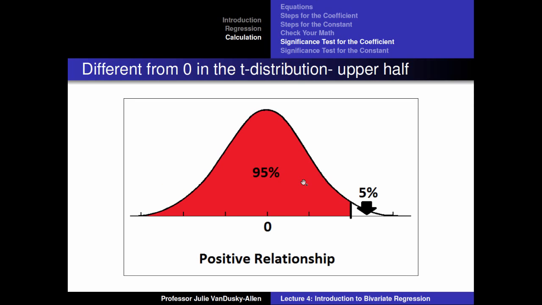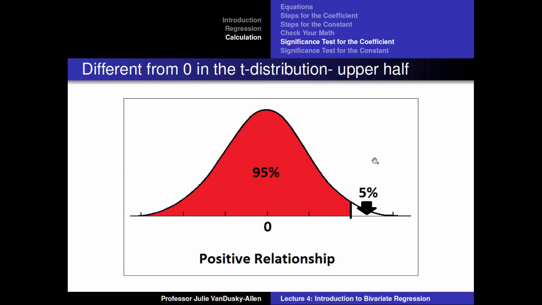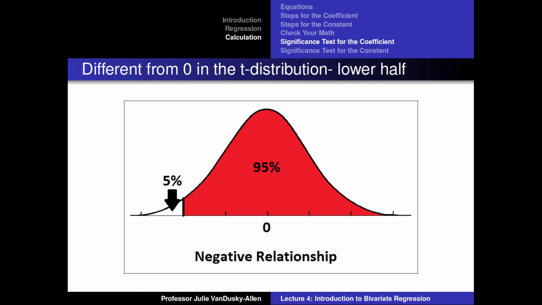When we turn our b hat into a t-score, we can tell if that t-score is close to 0 in the t-distribution, meaning we can't tell if the independent variable has an effect on the dependent variable, or far away from 0 in the t-distribution, meaning the independent variable has an effect on the dependent variable. When we expect a positive relationship between our independent and dependent variables, we expect our t-scores to be positively different from 0. When we expect a negative relationship, we expect our t-scores to be negatively different from 0.